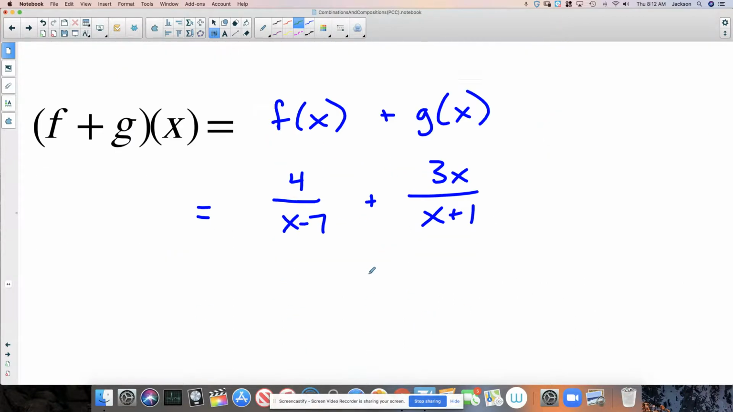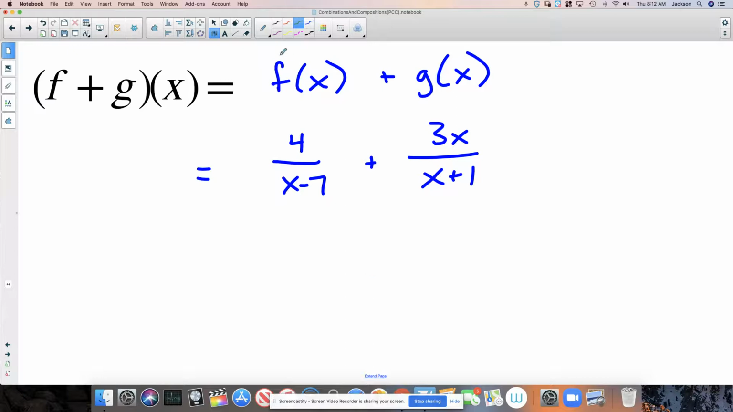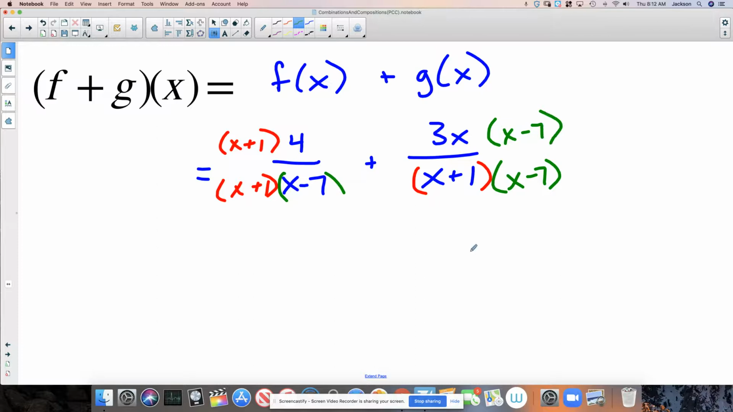We're going to take that same approach to this problem, but it's going to get weird, right? So if I want to add these, I'm going to take this denominator and I'm going to multiply it over here. But whatever I do to the bottom, I have to do to the top, okay? Then I'm going to take this denominator and I'm going to multiply it over here. Whatever I do to the bottom, I have to do to the top, okay?